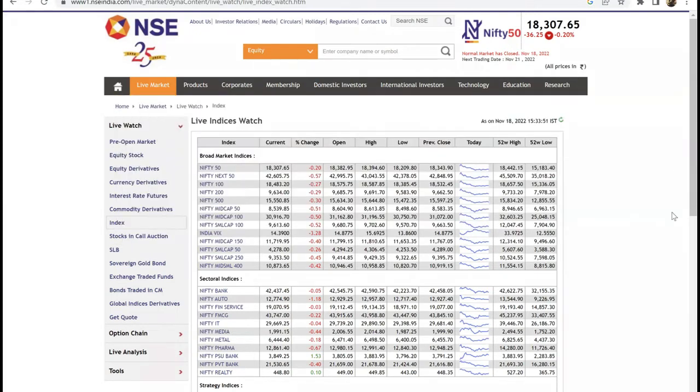So it's simple. Nifty 50 is the top 50 stocks. What they do is assign the weightage based on free float market capitalization. Okay. Now, what is the free float market capitalization, if you may ask?